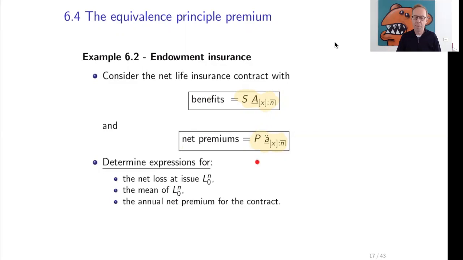And we assume that the premium payment is according to a term annuity. So you pay premiums, the insured, the policyholder, pays premiums as long as the insured is alive, but not longer than n years. So the maximum number of premiums to be paid is n. And now the question is, determine an expression for the net loss at policy issue, for the mean of this net loss, and then determine the annual net premium for the contract.